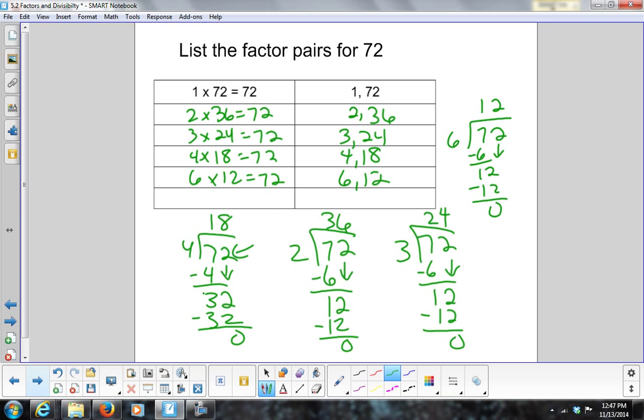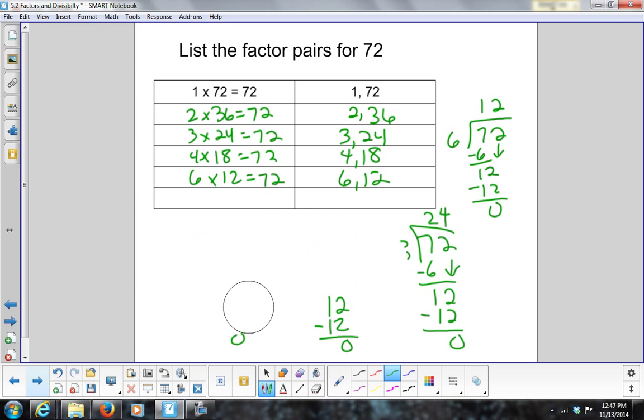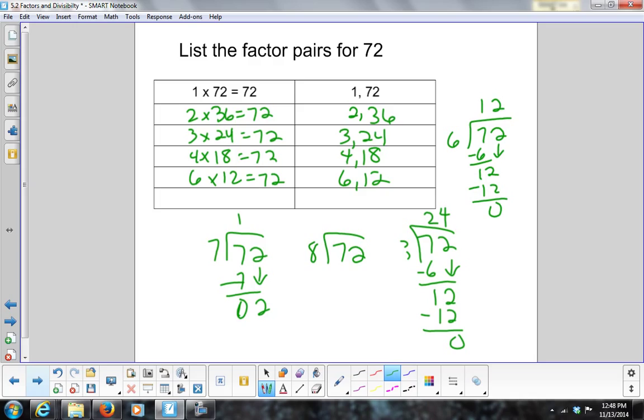And let's see. 7, we could try 7. 7 into 72, that goes once. 0, bring the 2 down. Nope, can't do 7. How about 8? 8 can go into 7. Nope. 8 can go into 72 though, 9 times. That leaves me with 0, so that would be 8 and 9.